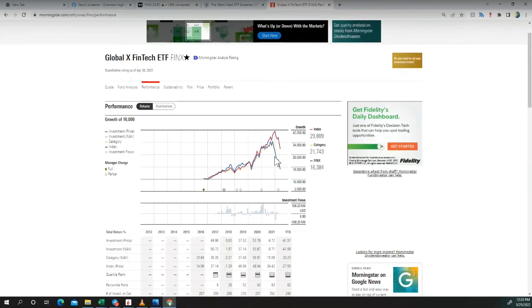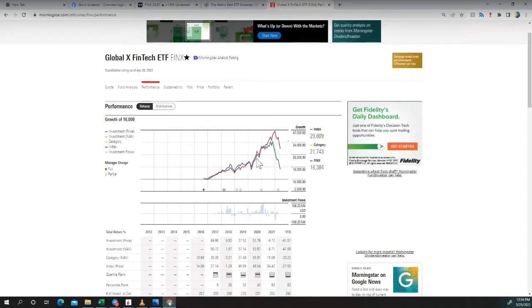Now, the blue line is our global fintech ETF, FINX. As you can see, blue right here is our ETF. And you can see at some point it was doing better than the index and better than other ETFs in the same category. And then come 2021 towards the end, and then 2022, it's now performing below the index and the other ETFs. So if you're trying to gauge the performance, you realize that this is a high performing ETF when things are good, but when things go wrong, then it drops a little bit more.